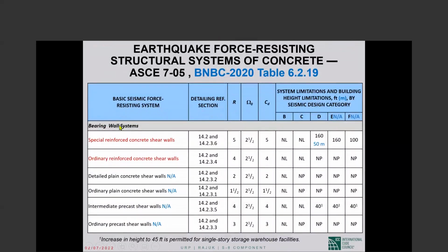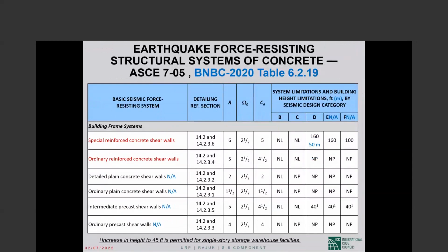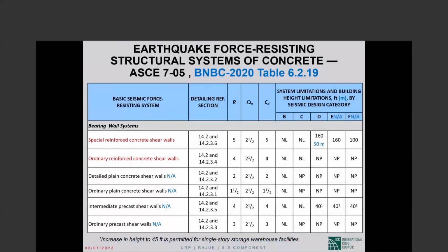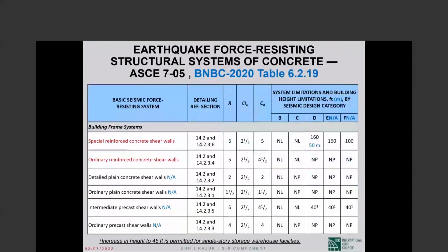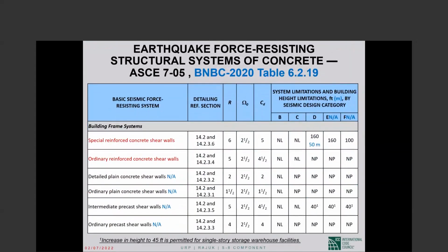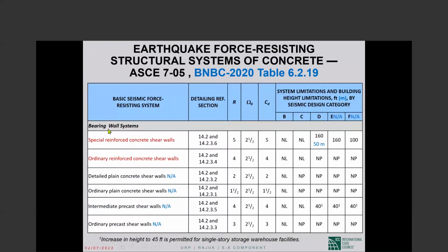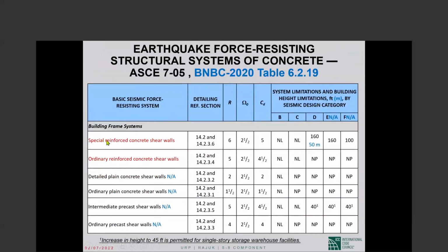You see the R values. Then bearing wall systems, I have listed the R values in ASCE 7, special reinforced concrete shear walls, the 5 that I pointed out. Ordinary reinforced concrete shear wall, it goes down to 4. Anyway, it's a much more extensive table. The bearing wall system, some of the concrete systems are listed, and building frame system, again, some of the concrete systems are listed. A bearing wall system with special reinforced concrete shear walls, R is 5. A building frame system with special reinforced concrete shear wall, R is 6.